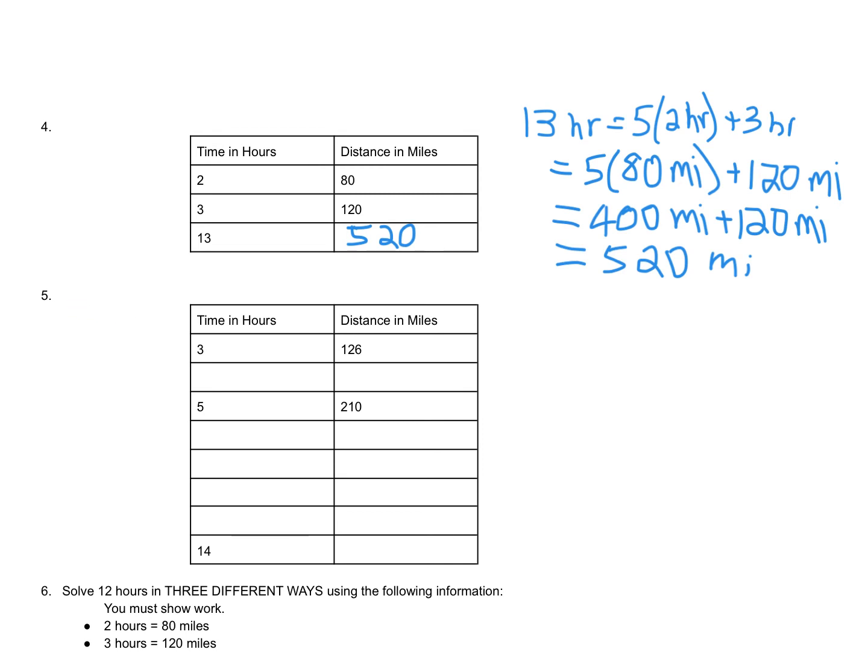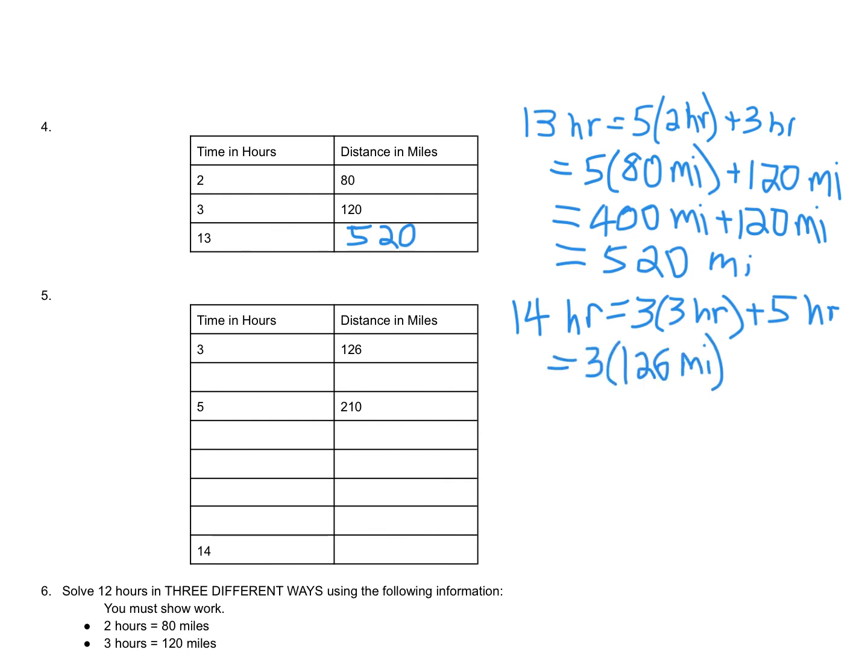On number 5, here we have 3 hours is 126 miles, 5 hours is 210 miles. See if you can figure out how many miles you travel in 14 hours then. And pause the video, or here's the answer to that. This is a similar approach. 14 hours would be 3 times 3 is 9, plus 5 hours would give me 14. So again, now I'm going to substitute in how many miles is 3 hours. That's 126. This gives me an equation of 3 times 126 miles plus 5 hours is 210 miles.